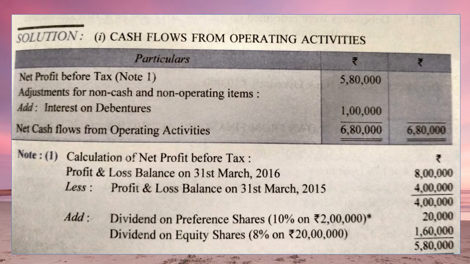First of all, NPBT is solved now. After that, add adjustments for non-cash items and non-operating items, they are to be taken. In this question, there is only one non-cash or non-operating item. It is interest on debentures, rupees 1 lakh has been added. Net cash flow from operating activities is rupees 6 lakh 80,000.